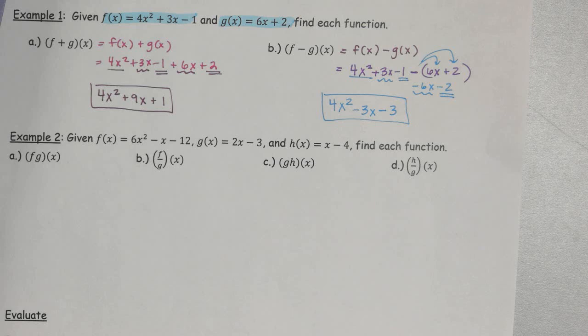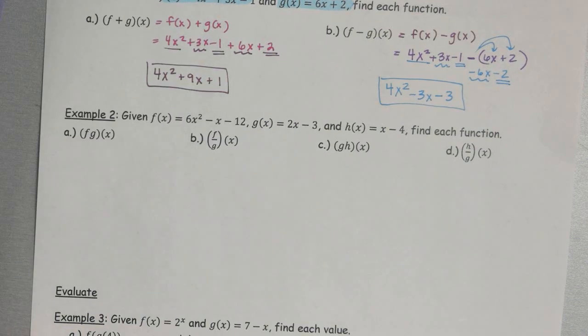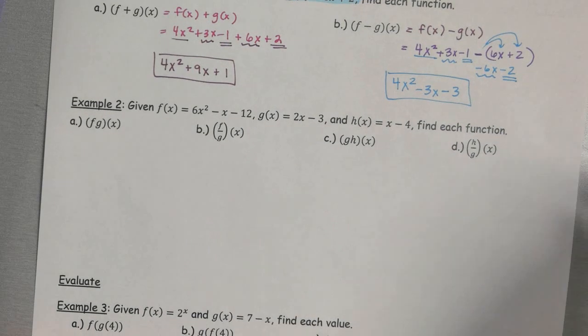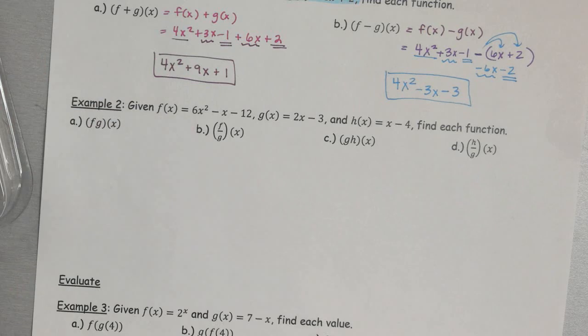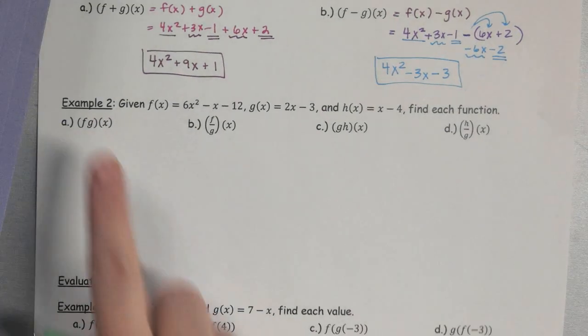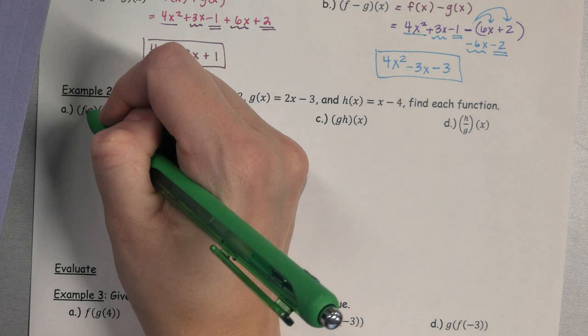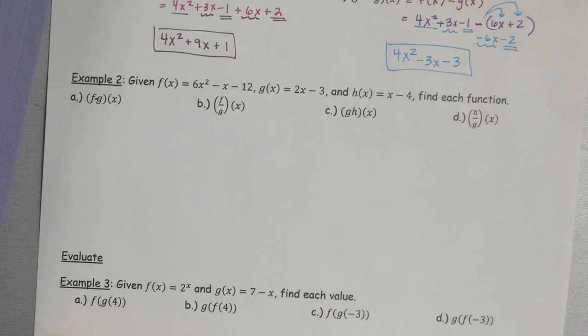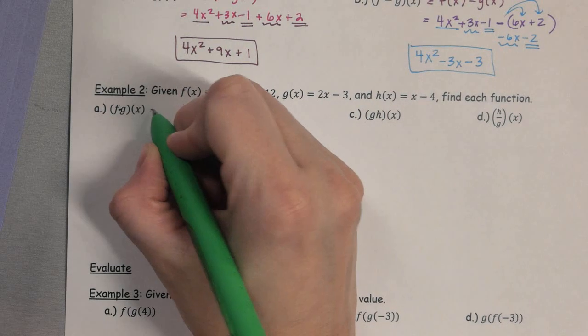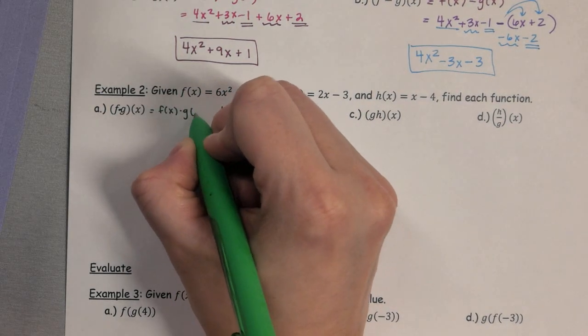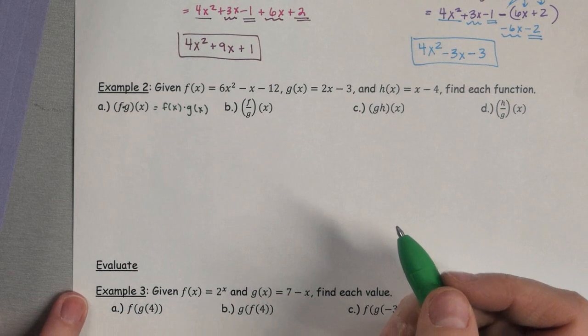All right, and then for example 2, we have multiplication and division. We're actually going to do the multiplying ones first, so we'll do A and C, and then we'll go to B and D because they have a special rule. All right, so for A, you have f, and then really, I don't think you'll see a space in there. Sometimes you might see a dot like that, which means multiplication. Okay, so we're going to multiply f of x times g of x. That's what it means.